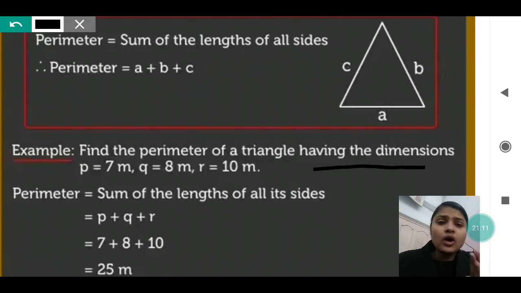Now what do we have to do? We just have to add all the sides. That means P we will add, Q we will add, and R we will add. When we add all the sides, we get 25 meter. And that 25 meter is the total length of this particular triangle. For the figure given here, we added the lengths of all the sides and got 25 meter. That 25 meter is the exact perimeter of this triangle.